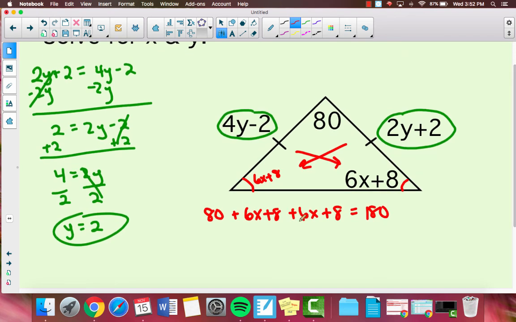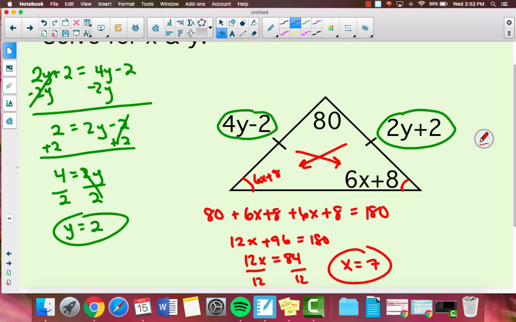All right, and now we can go ahead and start to simplify. So let's see, 6x and 6x, that's going to get us 12x. 80 plus 8 plus 8, that's going to get us positive 96 equals 180. And now we can go ahead and simplify from there. And our next step, we're going to go ahead and subtract 96 over to the other side. So when we do that, 180 minus 96 is 84. So we'll write that out. So 12x equals 84. And then we can divide both sides by 12. And when you do that, you should get 7. So here we get x equals 7.